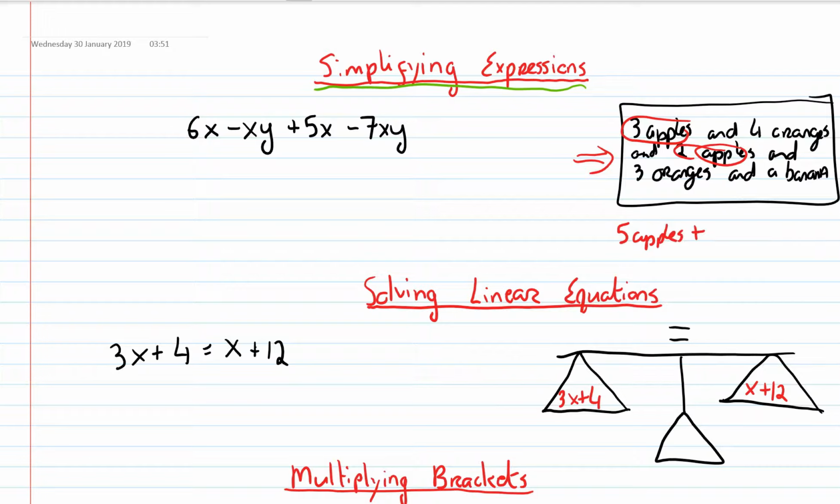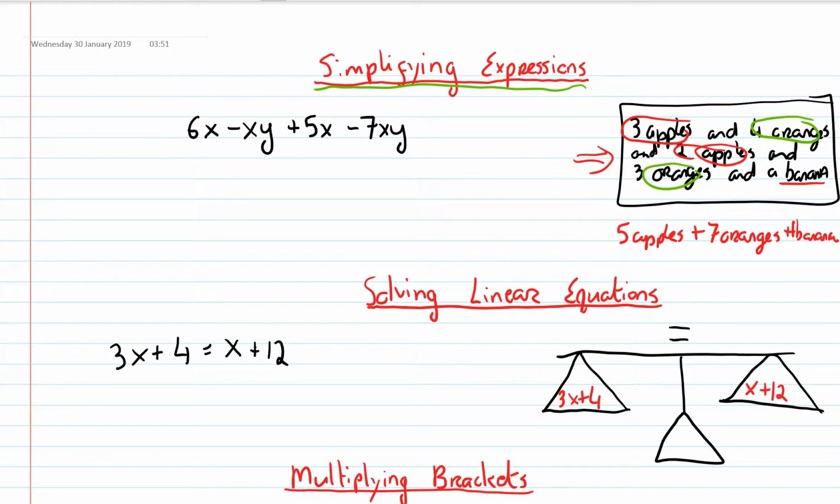Then I take my oranges, 4 oranges and 3 oranges, which is 7 oranges, and we've 1 banana. Okay, and that's as simple as we can make it, because we can't add apples and oranges and bananas together. They're different things. Likewise over here.